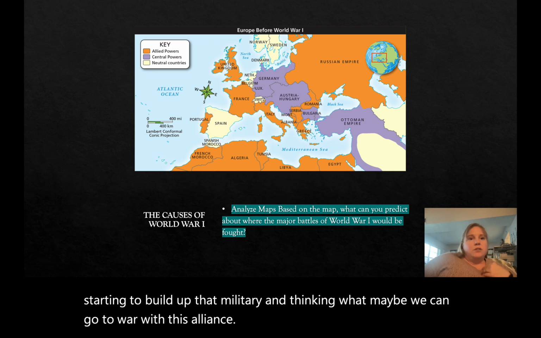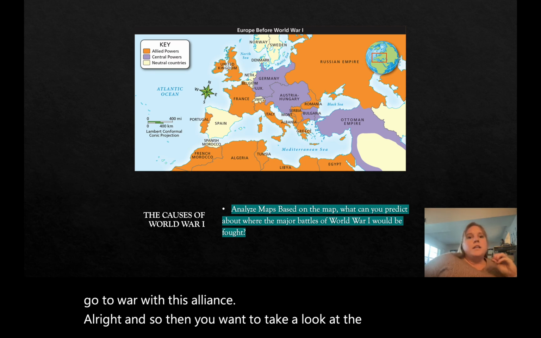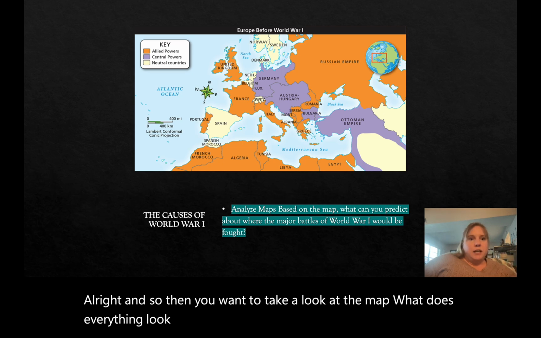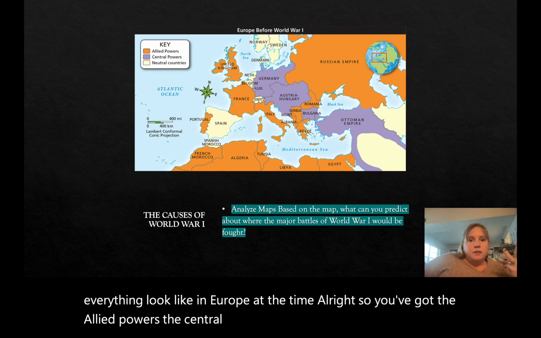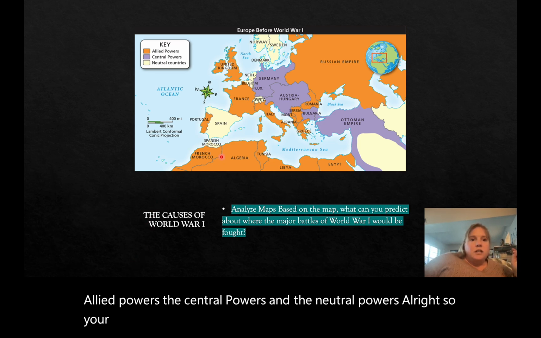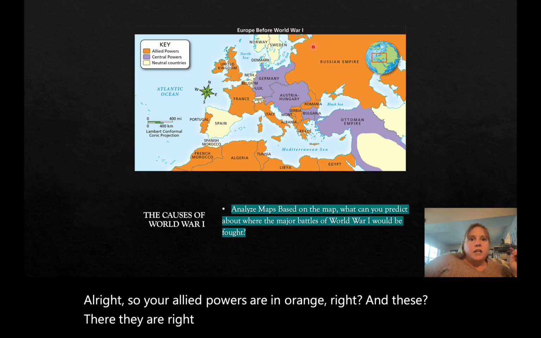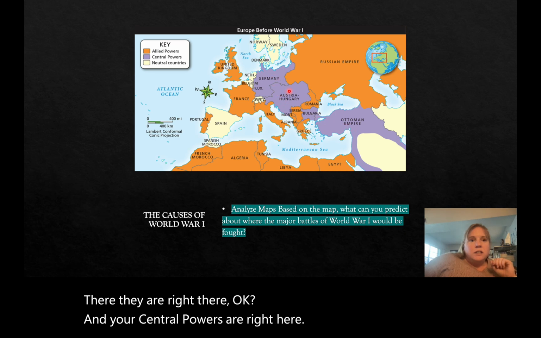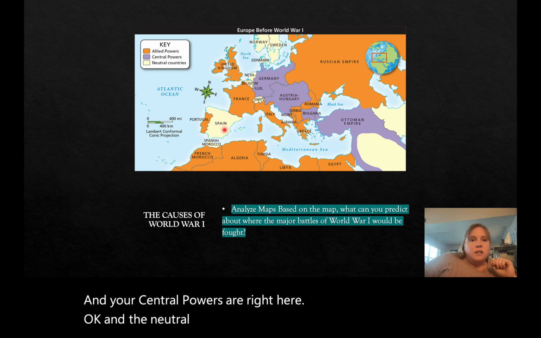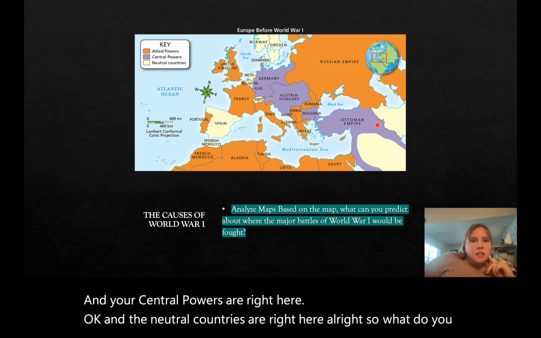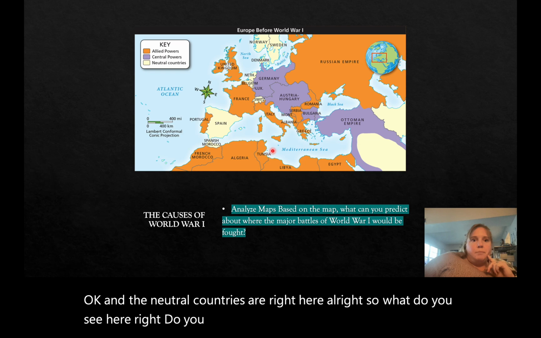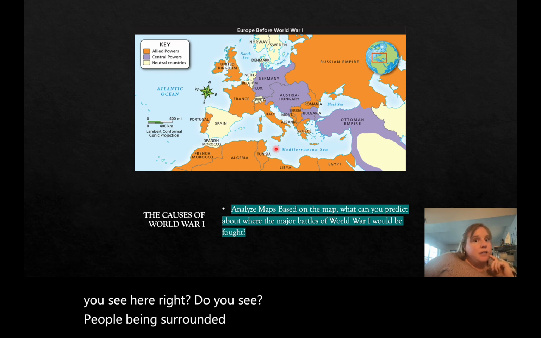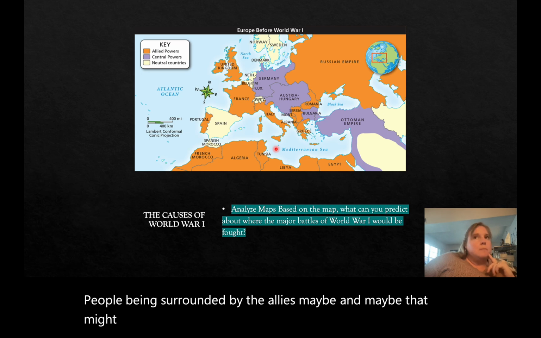Now take a look at the map. What does everything look like in Europe at the time? You've got the Allied powers, the Central powers, and the neutral powers. Your Allied powers are in orange, and there they are. Your Central powers are right here, and the neutral countries are right here. What do you see? Do you see the Central powers being surrounded by the Allies, maybe? And that might potentially be intimidating.